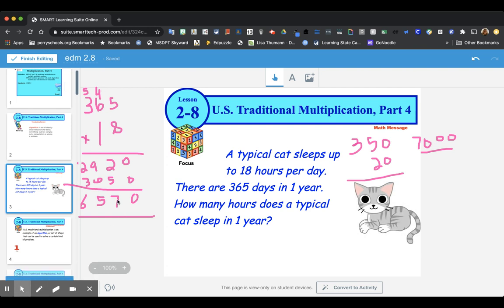What could I do to check it again? Yeah, I could do lattice. I could do partial product as a way to keep checking my work as I am practicing my U.S. traditional.